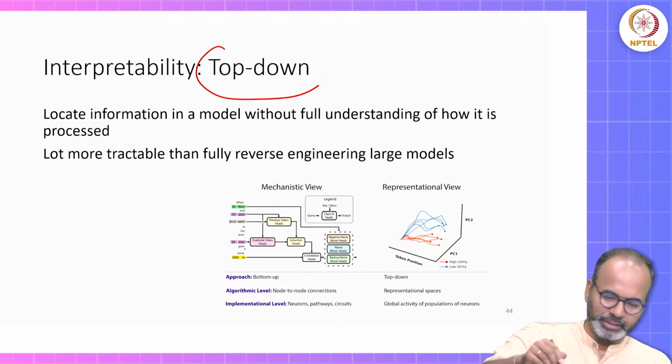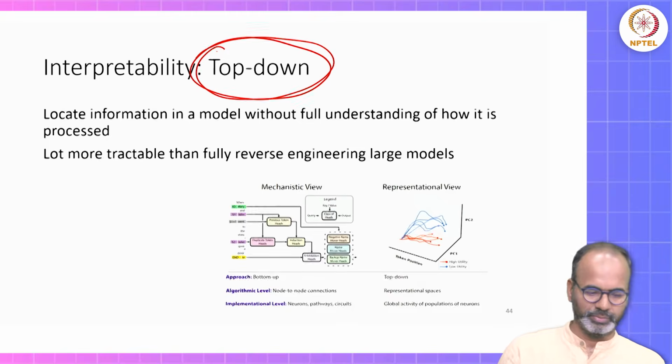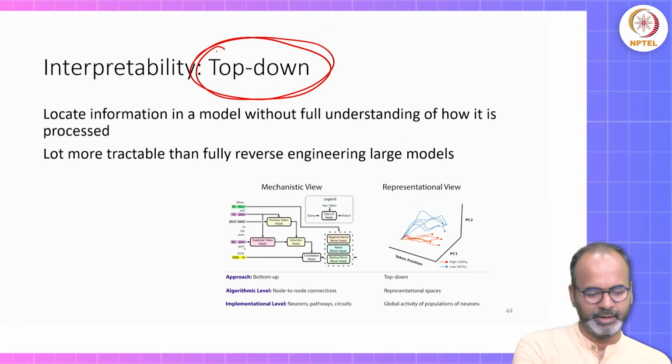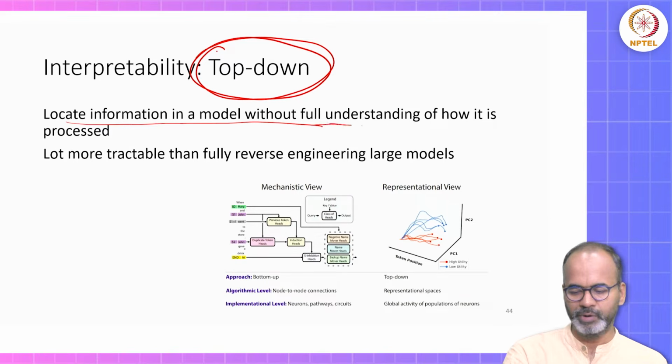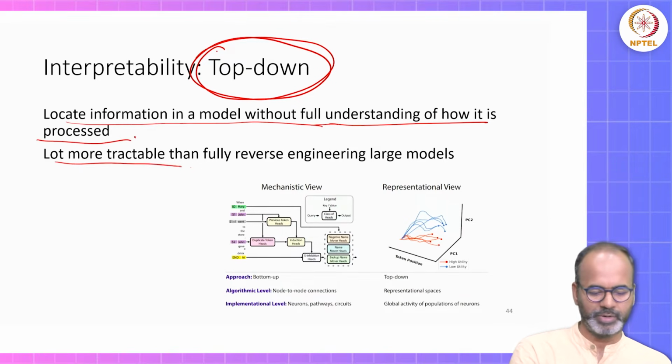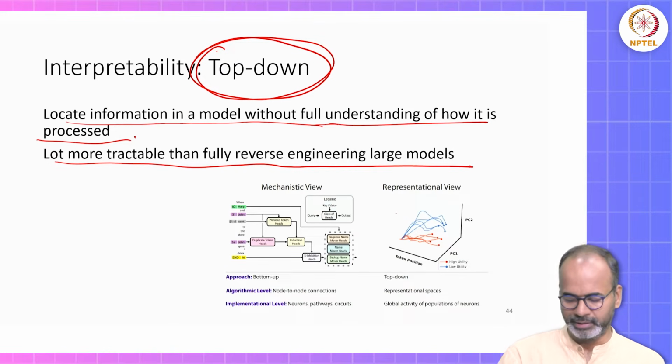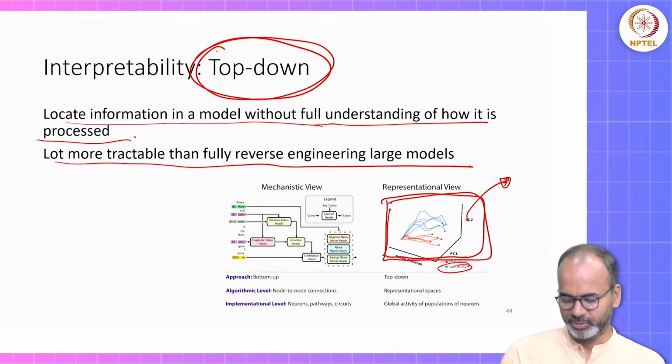Another idea for interpretability is called top-down. The difference is that in the previous case, it's getting at a lower level and identifying at a heat map level, image level. Let's see how the other one works. Locate information in a model without full understanding of how it is processed, which is a lot more tractable than fully reverse engineering large models. So here the idea is, can you build a graph like this with different features, showing which are the ones doing high utility and low utility, and token positions.